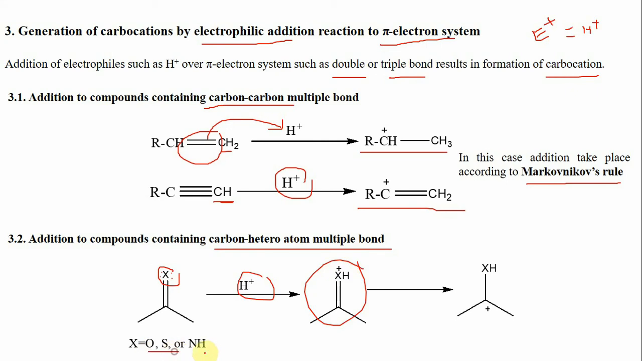Now, all these heteroatoms, since they are more electronegative than carbon, this positive charge over the heteroatom is more unstable than a positive charge over this carbon. So, to acquire stability, these pi electrons simply shift over to the heteroatom to give a positive charge over this carbon, which is our carbocation. So in general, we can say these carbocations can be generated by addition of an electrophile over these pi electron systems, that is either over a double bond or a triple bond.